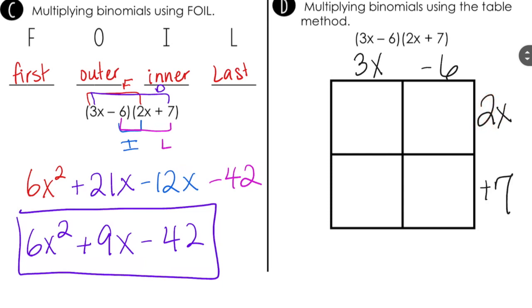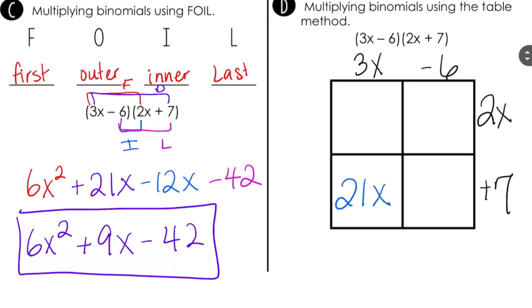What I like about this method is that you can kind of pick and choose the order in which you like to multiply. You don't have to do it like FOIL, which is kind of rigid. You can pick and choose what you want to do. So say, for instance, I wanted to fill in that box. I just have to line up my terms. So for that box, I'm going to be multiplying 3x times 7. So 3x times 7 is 21x.